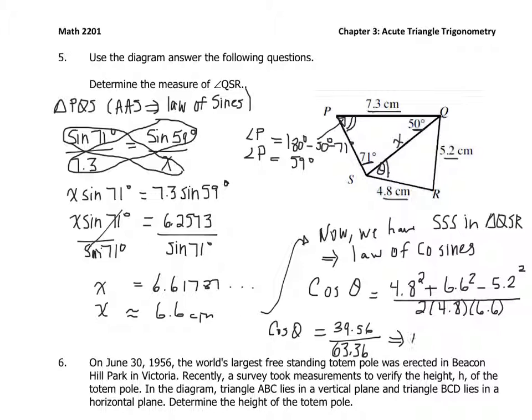Which means that the angle is the inverse cos of that. Which is inverse cos of 39.56 divided by 63.36. And that's about 51.364, so that's about 51 degrees approximately.